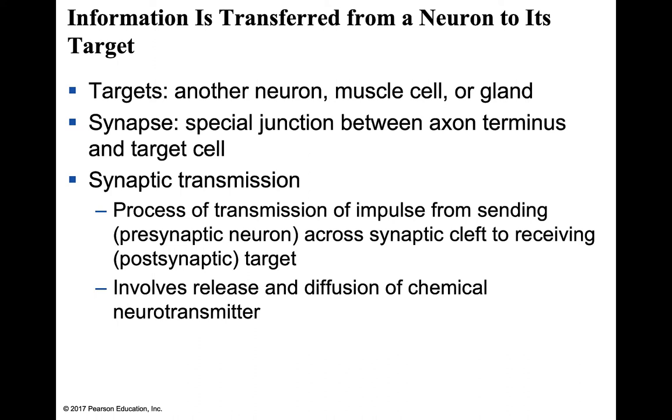When we talk about this process of synaptic transmission, really what we're looking at is the transmission of an impulse from the sending or presynaptic neuron across the synaptic cleft. This is specific to chemical synapses, and that's what we're going to focus on primarily. A synaptic cleft is a space between the presynaptic neuron and the postsynaptic neuron. So these are not physically connected together. That's really, really important. And then to the postsynaptic neuron, which is the target.